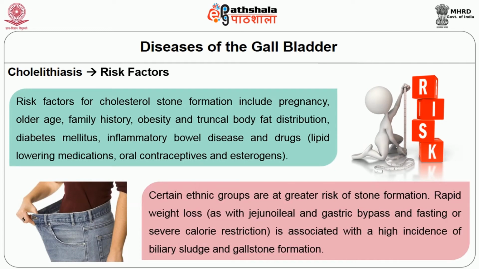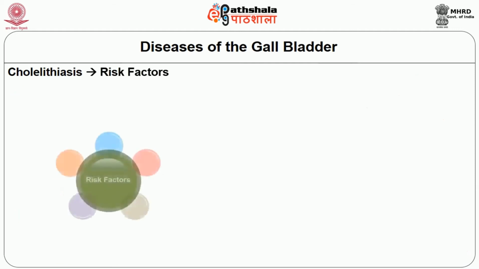Certain ethnic groups are at greater risk of stone formation. Rapid weight loss is associated with a high incidence of biliary sludge and gallstone formation. The risk factors associated with pigmented stones are age, sickle cell anemia and thalassemia, biliary tract infection, cirrhosis, alcoholism and long-term parenteral nutrition. Consumption of a high fat or high cholesterol diet is one of the causes. Rapid weight loss in a short period of time is also another reason.